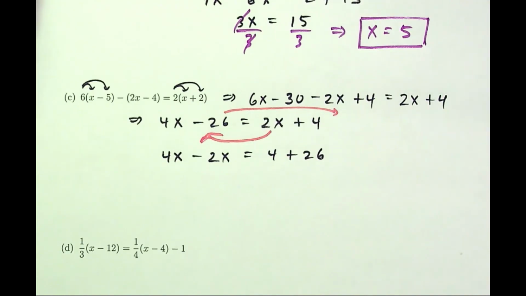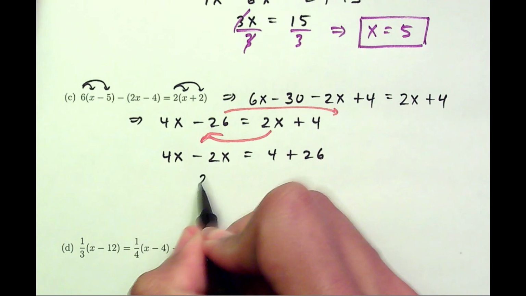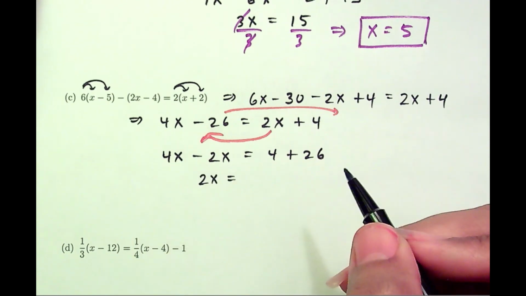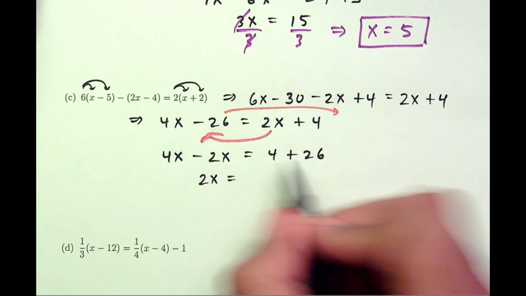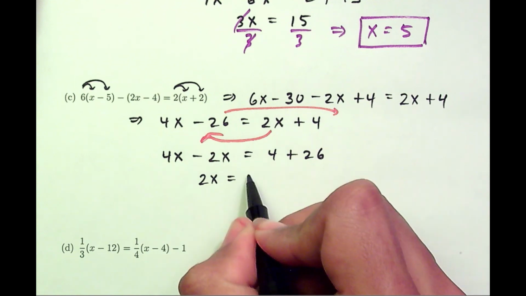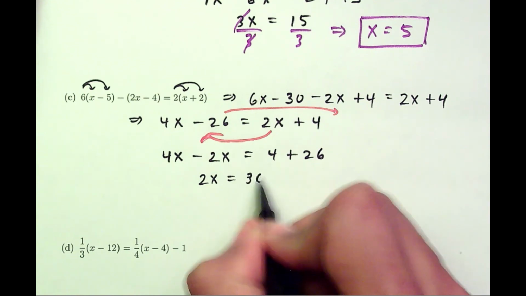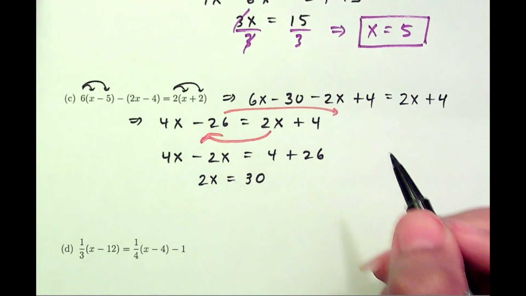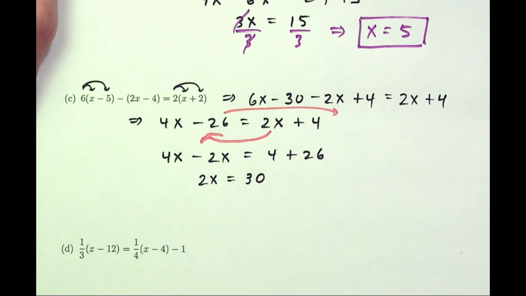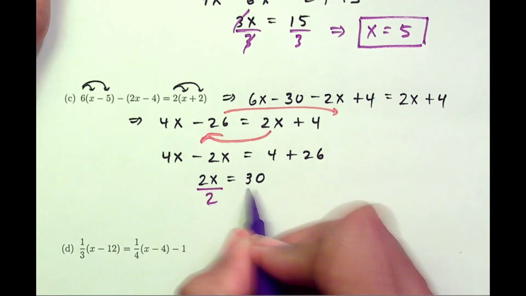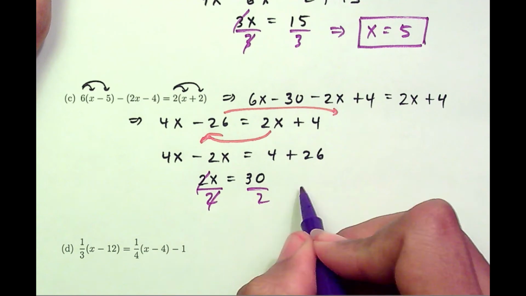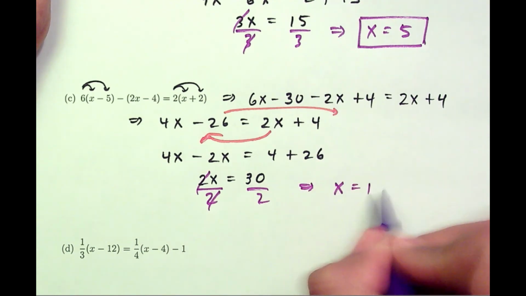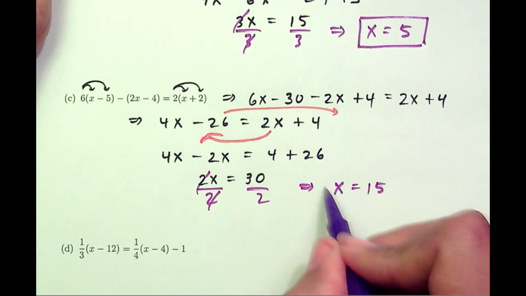Okay, and then 4x minus 2x is 2x, and 4 plus 26 is 30. And then divided by 2, we're going to get our answer. So dividing by 2, we're going to get that x equals 30 divided by 2, which is 15.